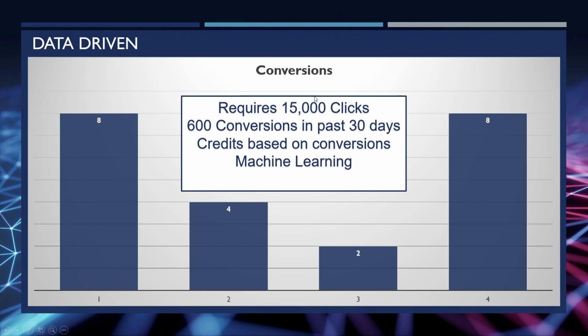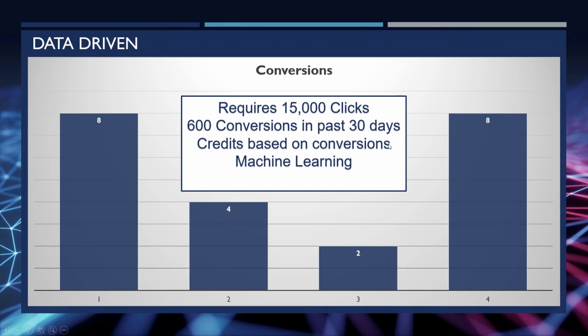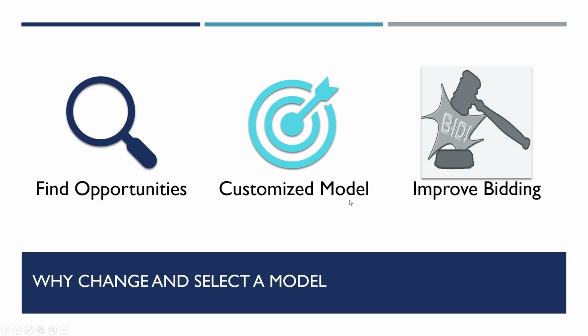So with the data-driven model, your conversion attribution really depends on your account's historical performance, and it needs some data, and the data is basically 15,000 clicks and 600 conversions. So if you're starting out new, I wouldn't recommend it, and actually you won't even be able to select this model because you would just not have enough data. So that's your different types of attribution models.